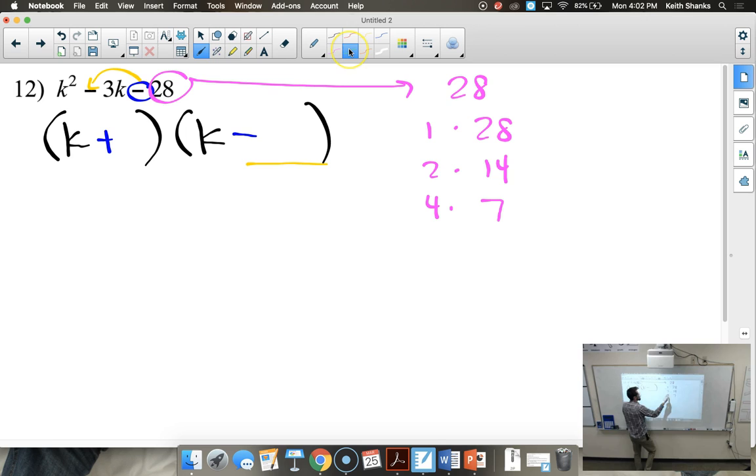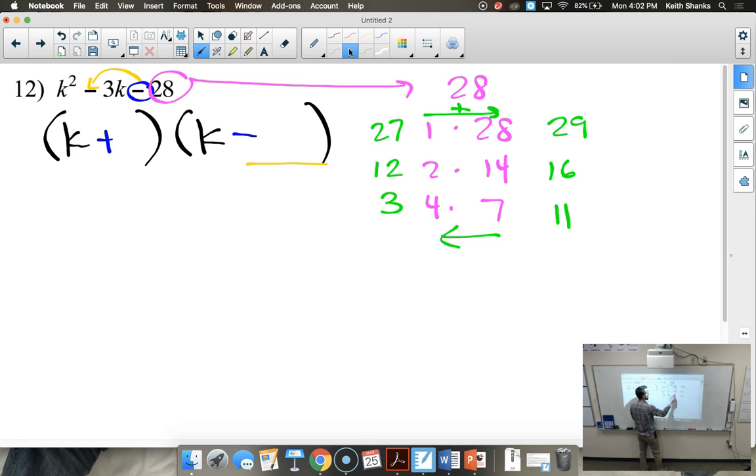And I notice that if I add these, I would get 29, 16, 11. If I subtract them this way, I would get 27, all right, 12, and 3. This is the one I want, okay? You don't need to do this every time. I just think it's helpful to see there's lots of combinations, okay?